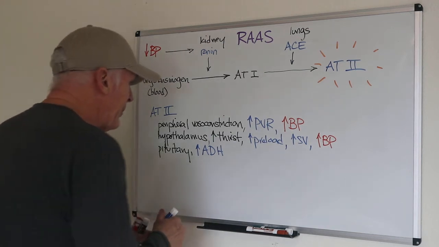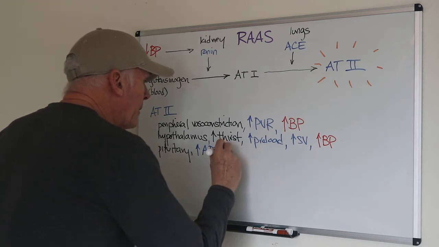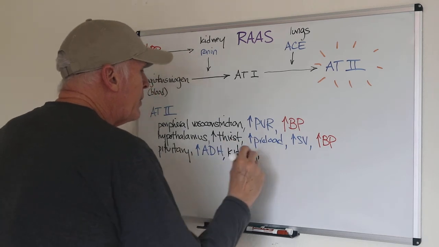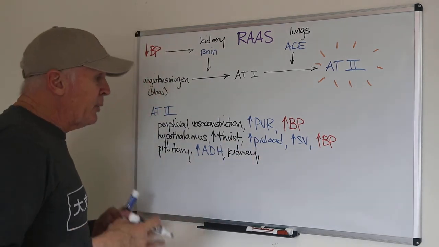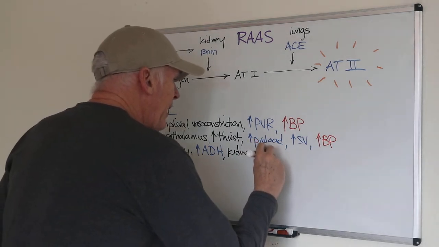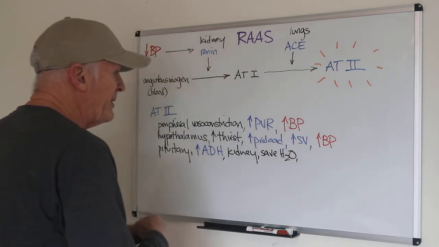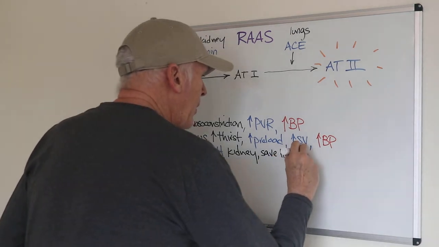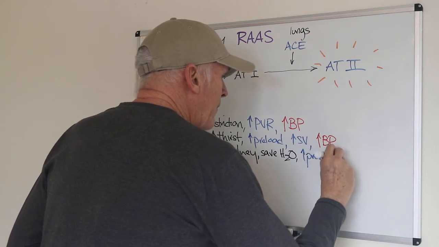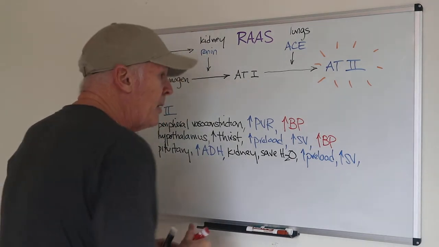So now what's going to happen is the kidneys are going to save water. Normally water that would be put into the urine instead is going to stay in the blood. It'll be retained in the blood. So you're going to save H2O. What happens when you save H2O? Once again, you're going to increase preload, which means you're going to increase stroke volume, which means you are once again going to increase blood pressure.